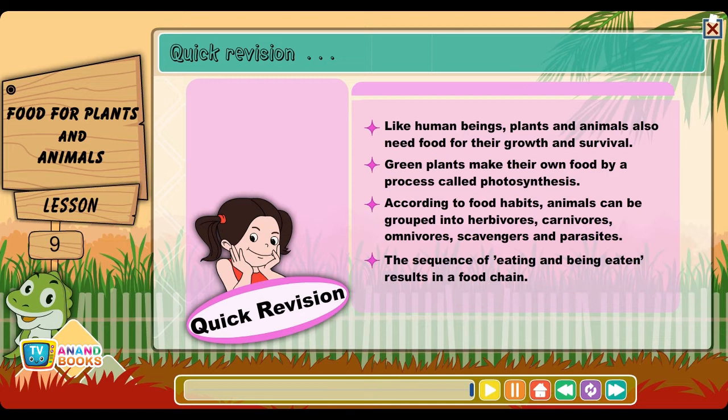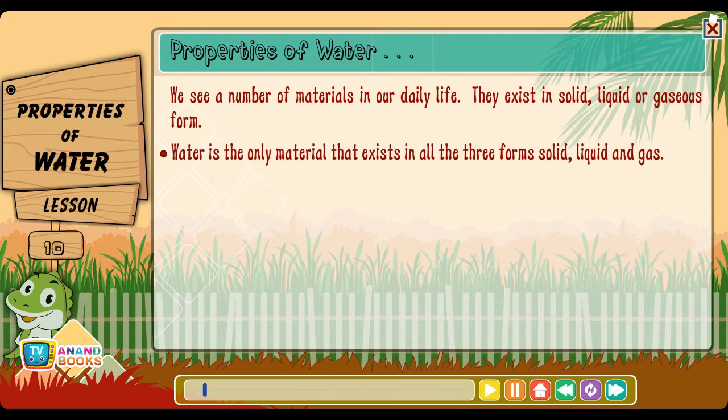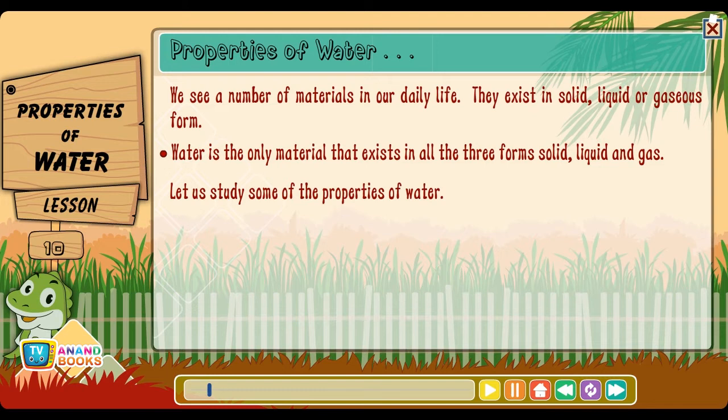Lesson 10. Properties of water. We see a number of materials in our daily life. They exist in solid, liquid, or gaseous form. But water is the only material that exists in all the three forms: solid, liquid, and gas. Let us study some of the properties of water.